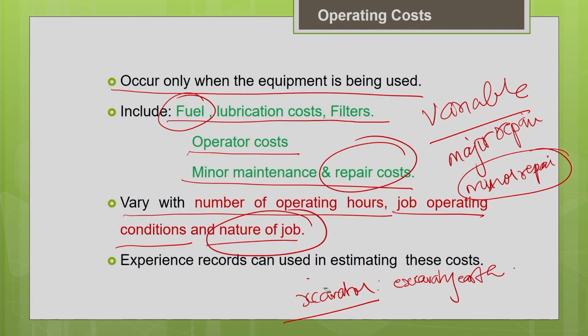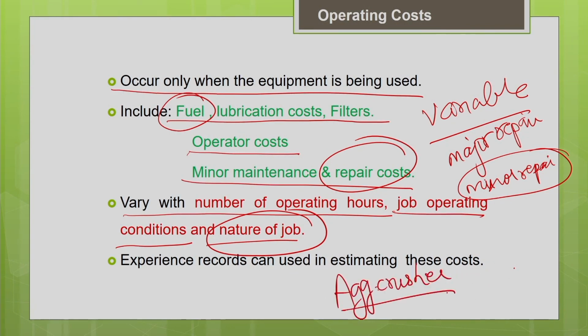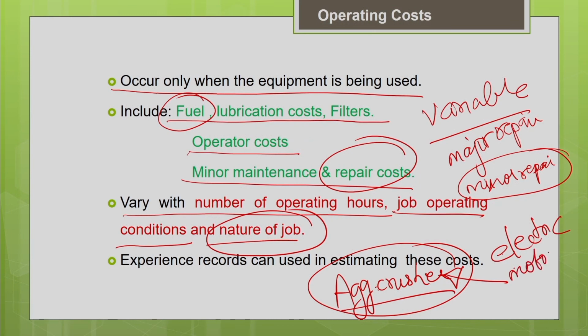Similarly, you can compare different examples. Say for example, you can consider an aggregate crusher. It is subjected to a very severe operating condition. It is subjected to more amount of wear and tear. So its nature of job is very tough. So the amount of operating cost invested in this machine will be more when compared to another more sophisticated machine like an electric motor. You compare an aggregate crusher with an electric motor. This is a more sophisticated machine, so the operating cost involved in this machine will be less. So it depends upon the nature of the job.